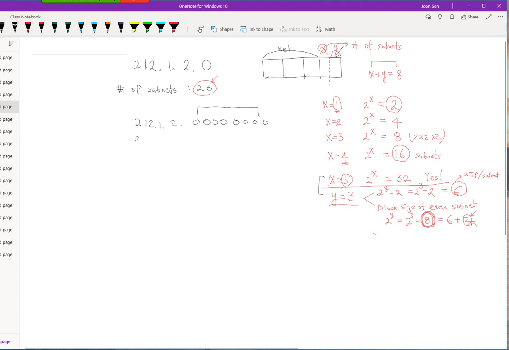And then 255.255.255. With X as 5, I can have 1, 2, 3, 4, 5. So I can draw the line here. Okay. So my first IP address is definitely 212.1.2.0.